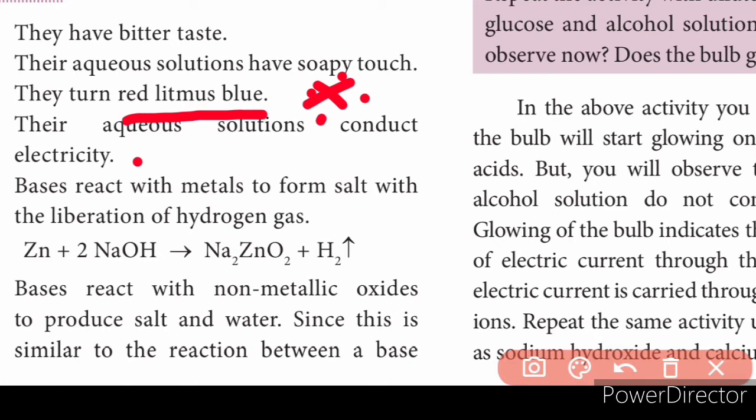Bases react with metals to form salt with the liberation of hydrogen gas. See the equation given here: Zn stands for zinc, and 2 NaOH, sodium hydroxide, gives sodium zincate, Na2ZnO2, plus hydrogen, where hydrogen is the gas.